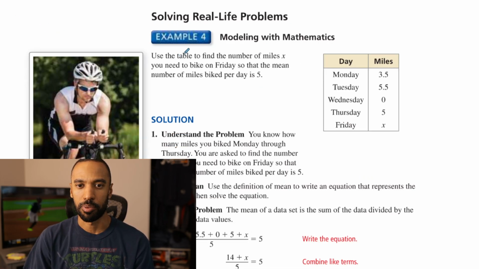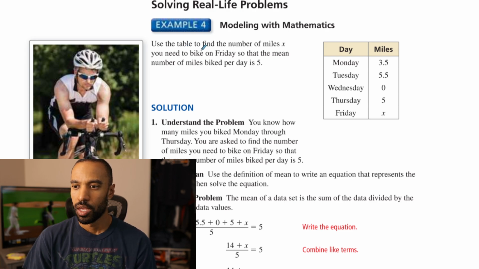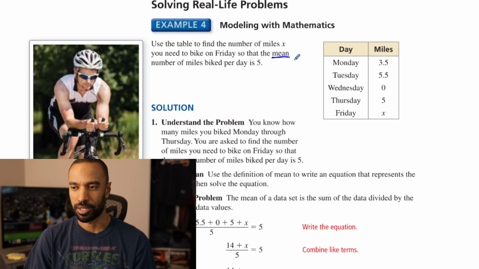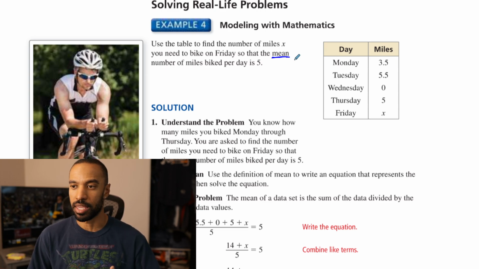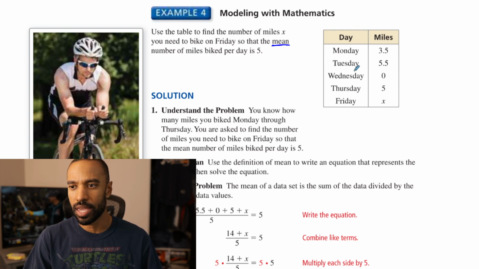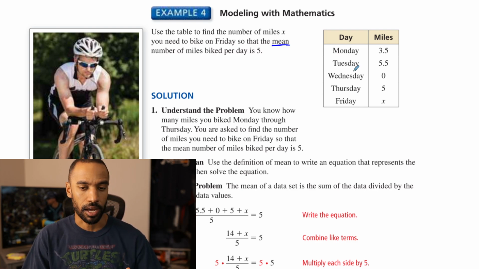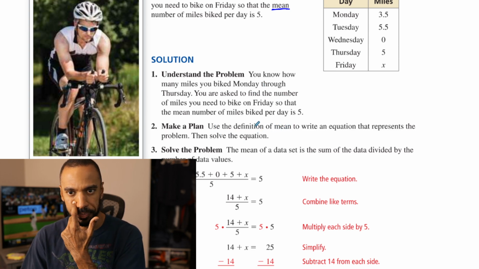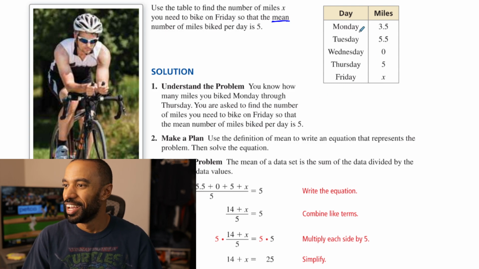Okay, solving real-life problems. Let's model with mathematics. Use the table to find the number of miles x you need to bike on Friday so that the mean number of miles biked per day is 5. Now, mean does not mean like angry, like upset. Mean means average. The average number of miles biked per day is 5. So we have to understand that concept. They're probably going to say that here. Let's see. Mean. Use definition of mean. Well, mean means average. It also means mean.